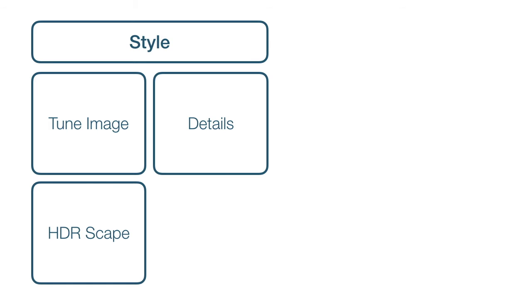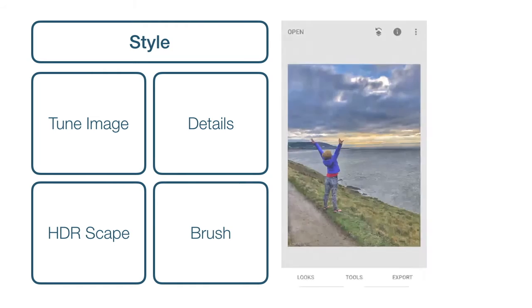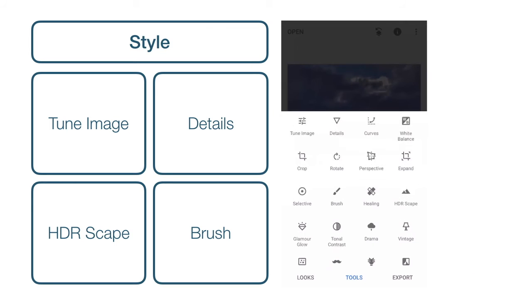The last of our style tools is Brush. This is a real gem of a tool that allows you to selectively tune up different areas of the image as much or as little as you need. To do this, just tap Tools and tap Brush from the Tools menu.